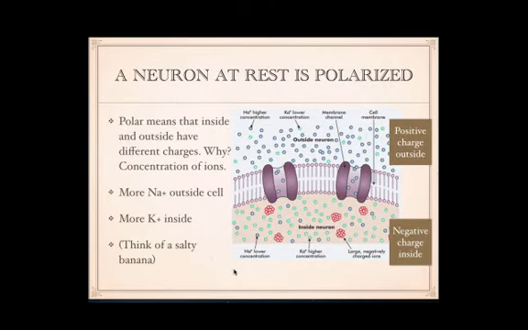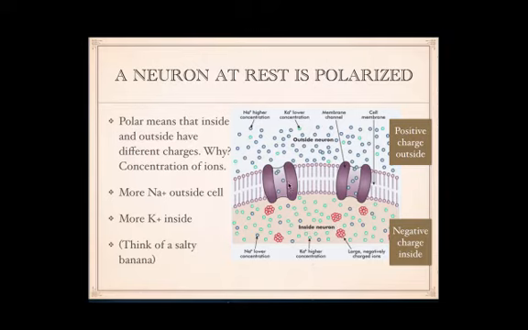So depolarization, polarization, let's just talk about those terms quickly. A neuron at rest is polarized, and all that means is that there's a charge difference across the membrane. In the case of the neuron, it's more negatively charged inside than it is outside. The reason for this is just that we have a difference in ion concentrations.